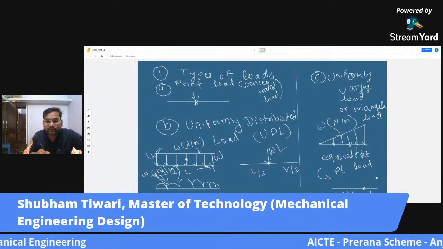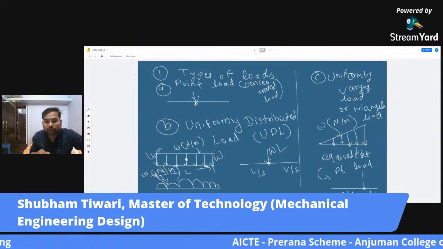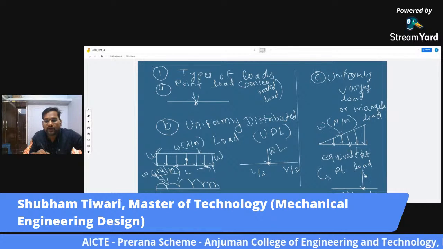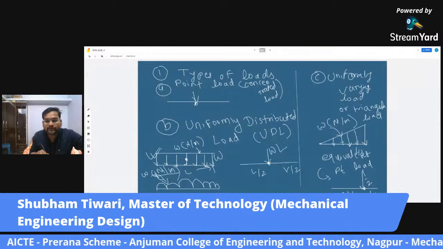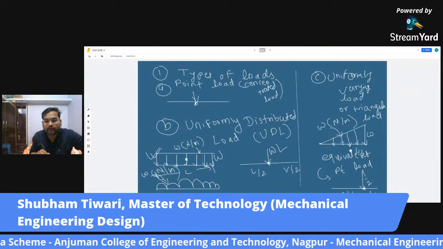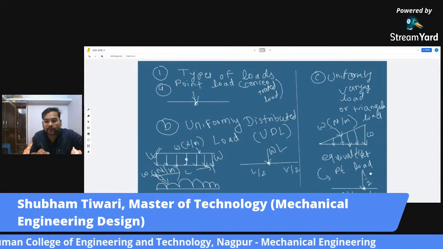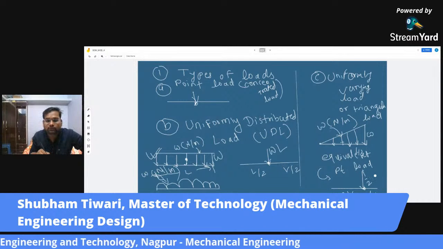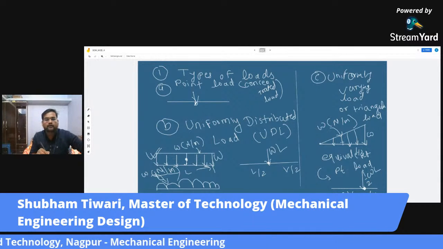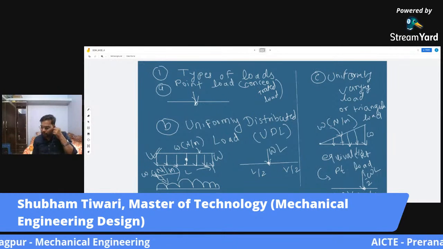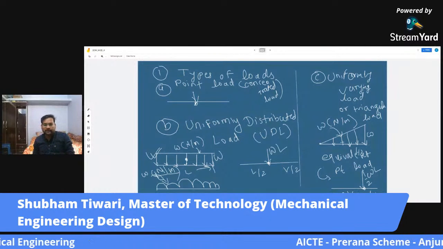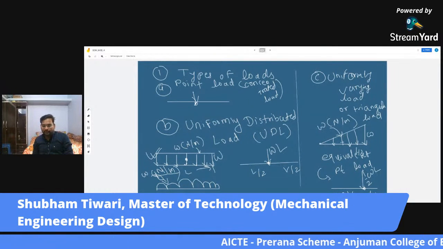So what is the area of this diagram? The area of this diagram is half into base into height. Now base is small w, and the height, the length is L. Half into W into L. So these are three types of important loads, the loads that we come across in our beams.